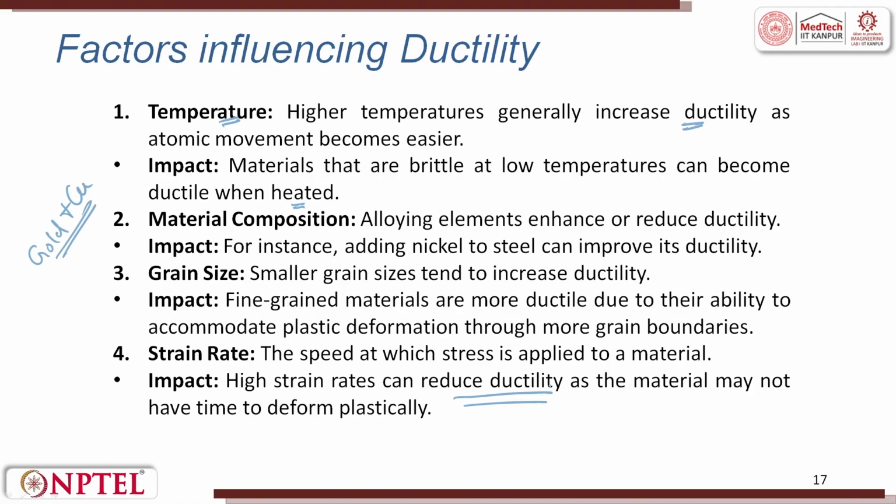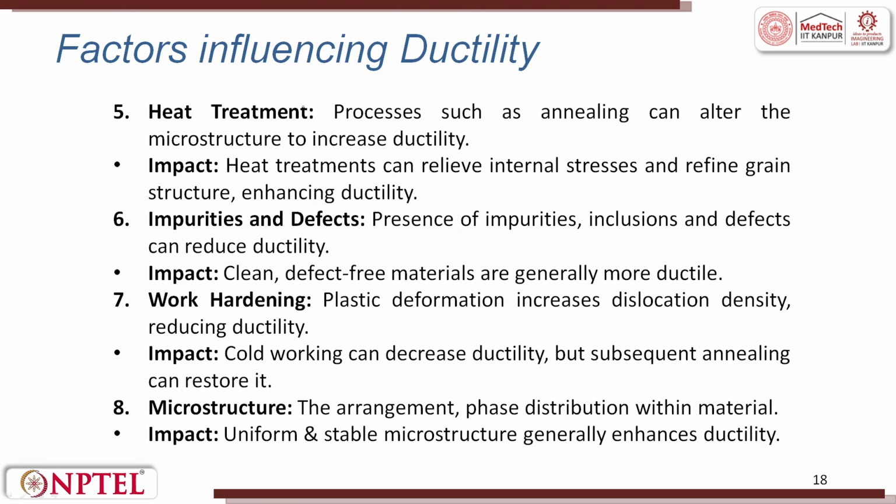But slowly, if you do it, even for a large distance, there is not much plastic deformation getting introduced. Heat treatment: a process such as annealing can alter the microstructure and increase ductility. Its impact is that heat treatment can relieve internal stresses and refine grain structure, enhancing the ductility. Impurities and defects: the impurities, inclusions and defects can reduce ductility. So the impact is that clean, defect-free materials are generally used.